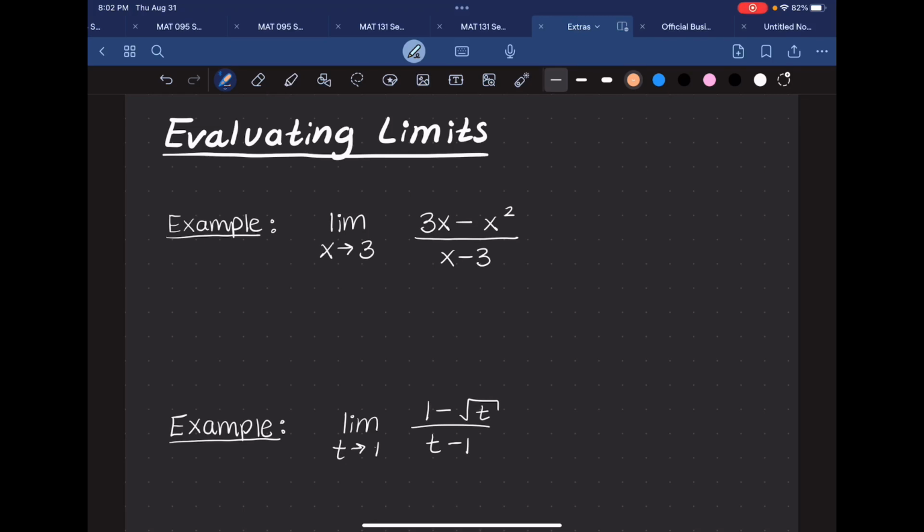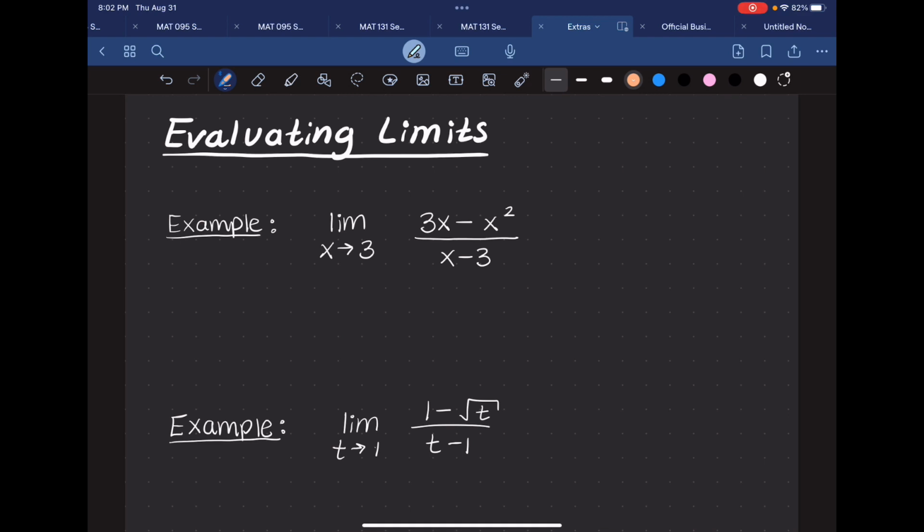In this video, we're going to talk about evaluating some limits. Basically, each of these, we're going to do some algebraic manipulation and then eventually be able to plug in the value for our limit. So the first one we have is the limit as x goes to 3 of 3x minus x squared divided by x minus 3.